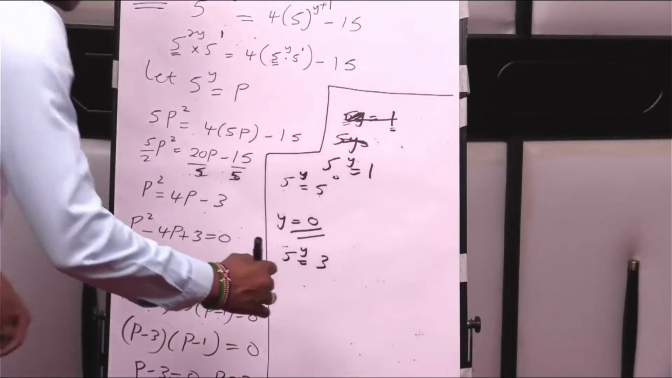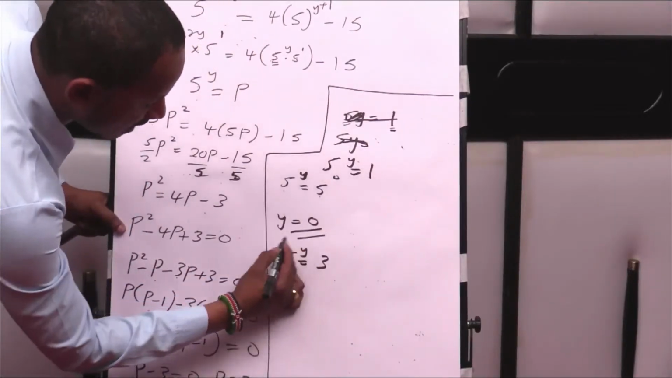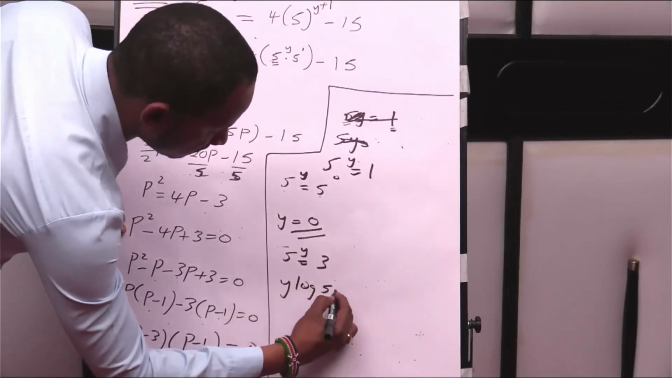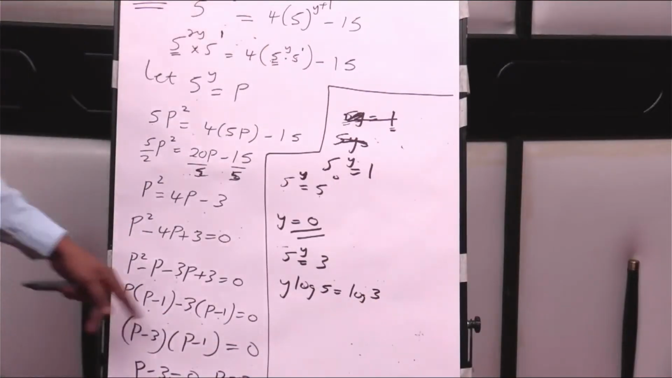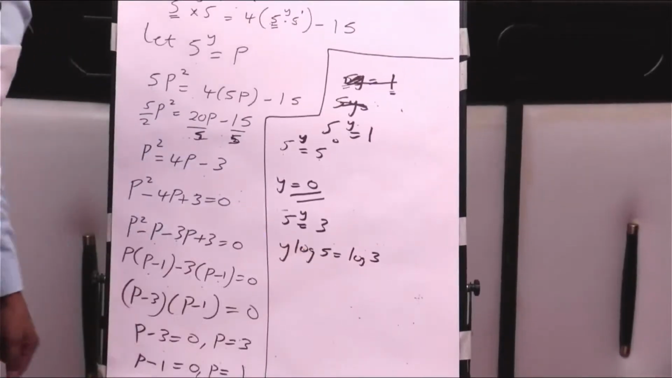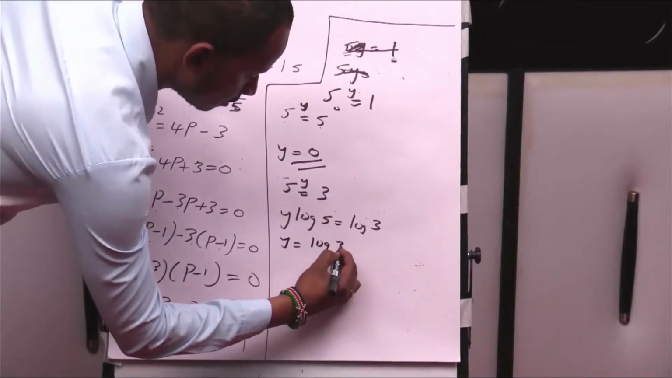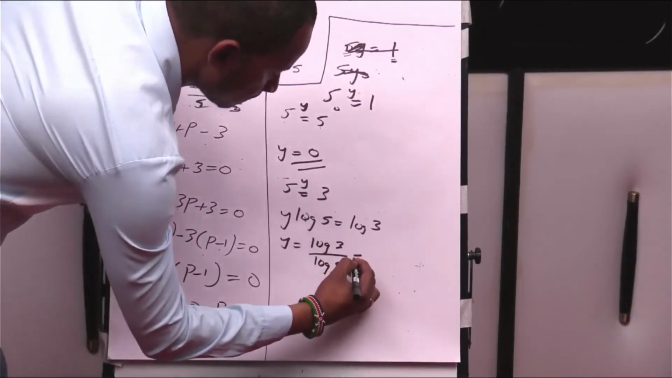Therefore, when you want to open this up using logarithms, you say y log 5 equals log 3. Logarithms are assumed to be to base 10, so there is no need of writing base 10. Then y equals log 3 divided by log 5.